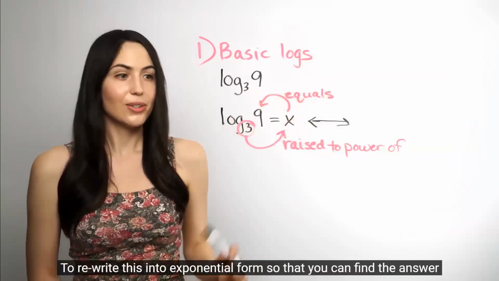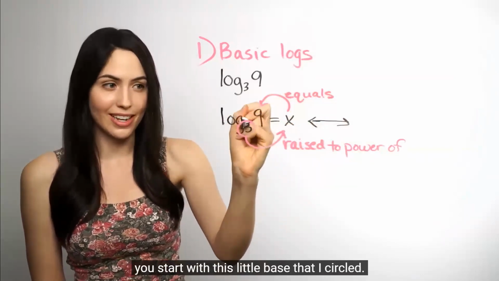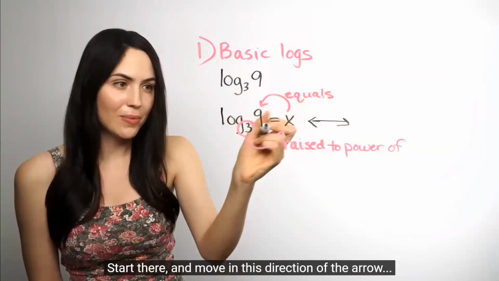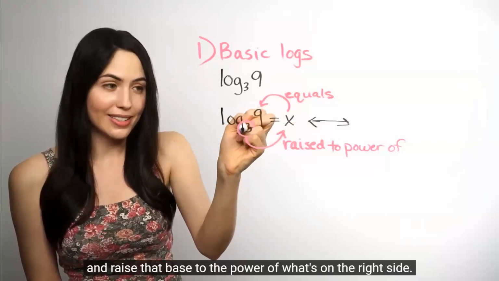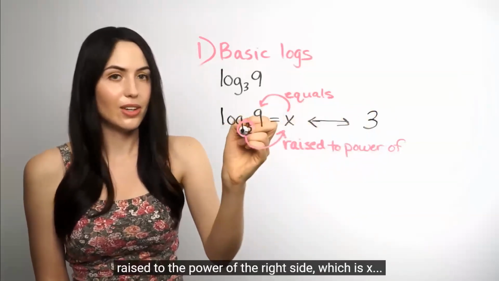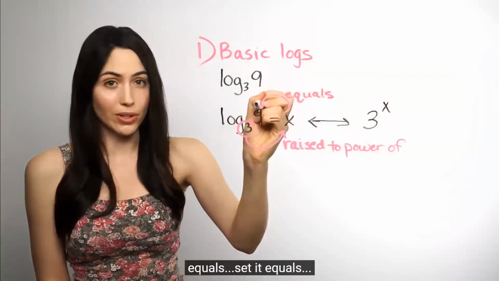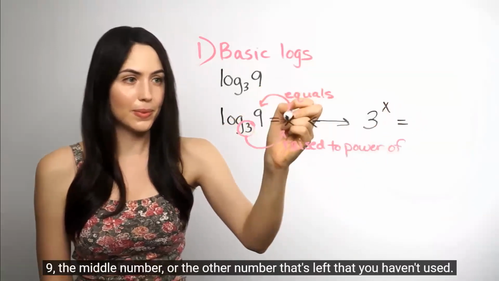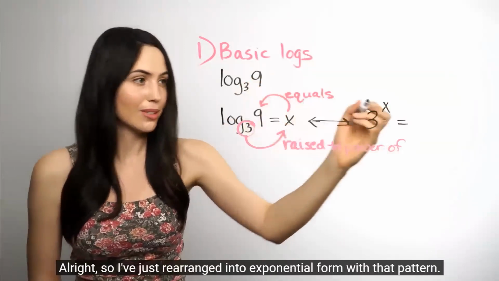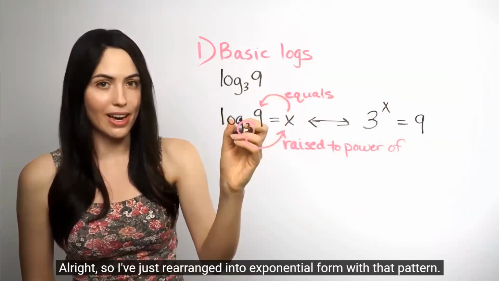And here's the pattern. To rewrite this in exponential form so that you can find the answer, you start with this little base that we circle. This is the base of your log expression. Start there and move in the direction of the arrow. And raise that base to the power of what's on the right side. So the base 3 raised to the power of the right side, which is x, equals 9, the other number that's left. All right, so I just rearranged this into exponential form with that pattern.